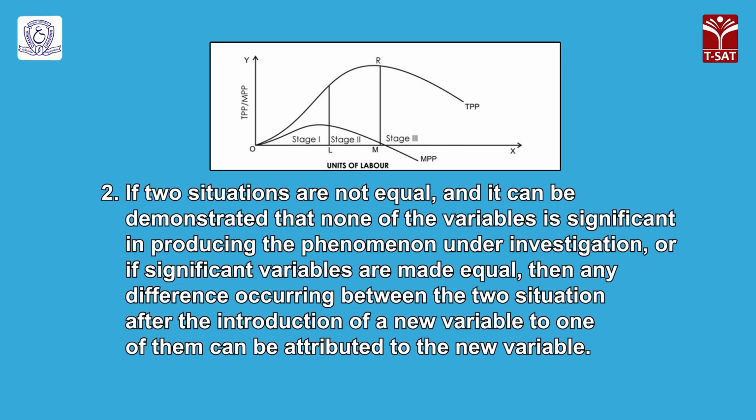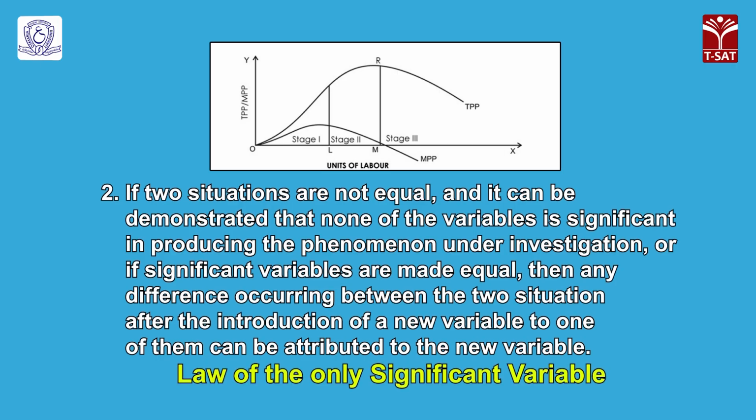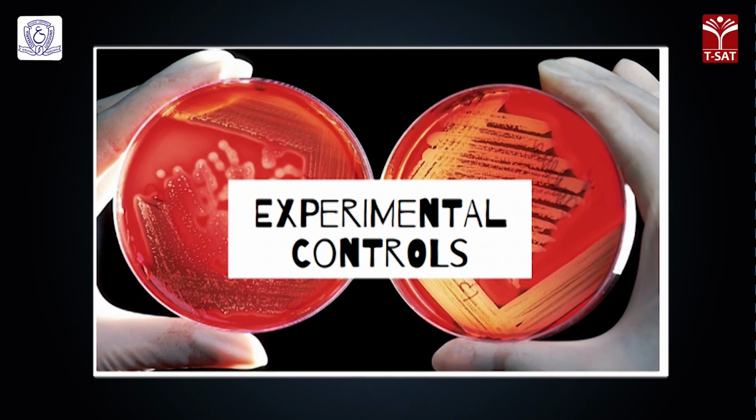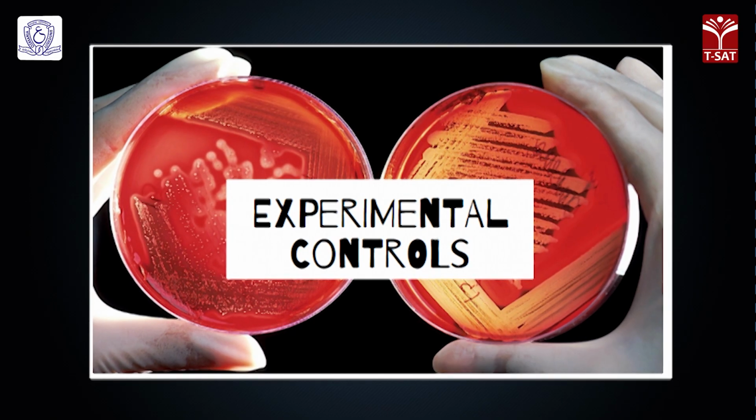Second, if two situations are not equal and it can be demonstrated that none of the variable is significant in producing the phenomena under investigation, or if significant variables are made equal, then any difference occurring between the two situations after the introduction of a new variable to one of them can be attributed to the new variable, and this statement is called the law of the only significant variable.